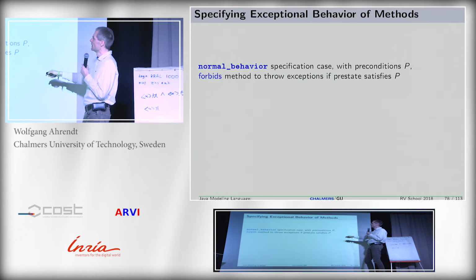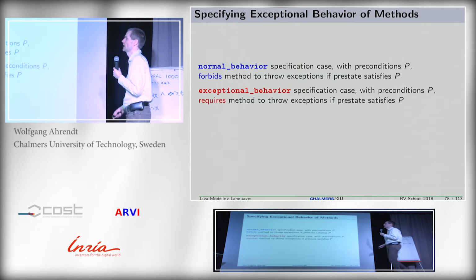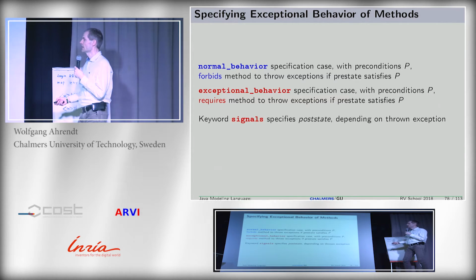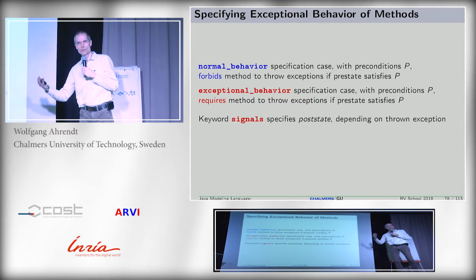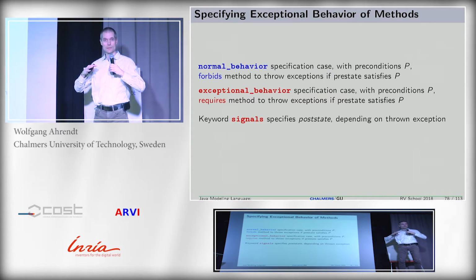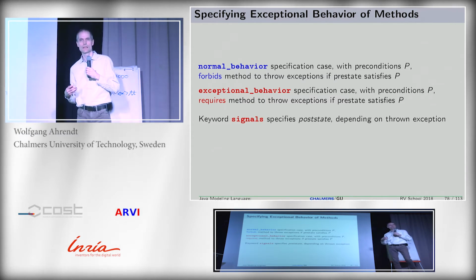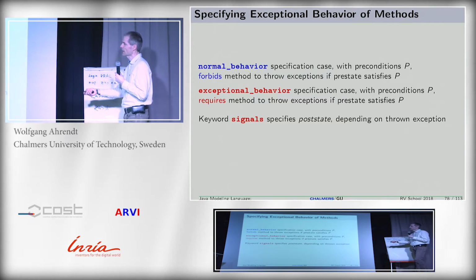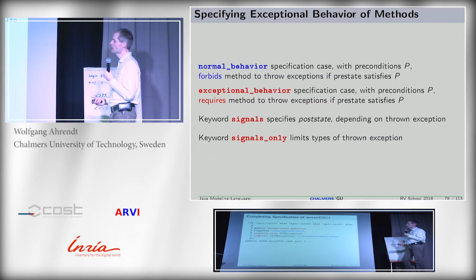A normal behavior case forbids that an exception is thrown. An exceptional behavior case requires that an exception is thrown. The keyword signals tells me what should be true after the exception is thrown. So you throw an exception, but you have left your state in a certain way, and maybe I want to say something about how you left your state. I can do that in the signals clause. I will show that to you. I can say which exception should be thrown.